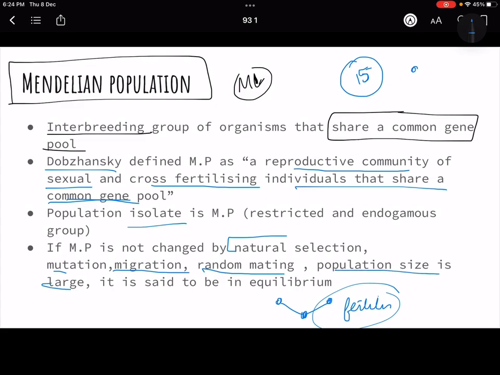Population size is large, because generally when we talk about a Mendelian population, I've just told you what the concept of a population isolate was, so I took a 15 people का example. But in the case of a Mendelian population, it has to be a large population, because in a smaller population, if one mutation occurs, it is going to have a larger effect. But in a bigger group, the chance of a single mutation causing a very big variation is not there.